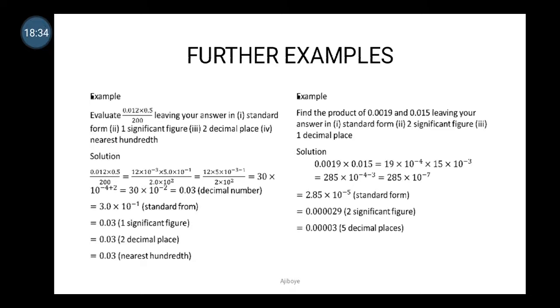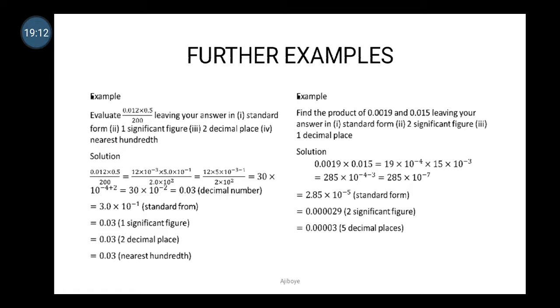Then to 2 significant figures, I only want 2 figures in the answer. So if I express it in the normal general form, I will have 0.000285. But because I want to stop at 2 figures, I'll stop at 8. That will become 0.000028. But the number immediately after 8 is 5. So I'll round it up by 1 and add it to the 8. So it will become 0.00029. That's to 2 significant figures.